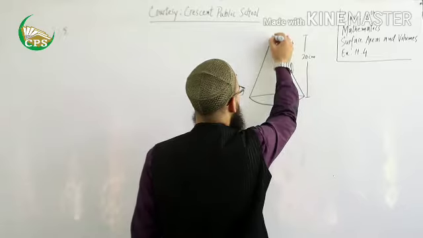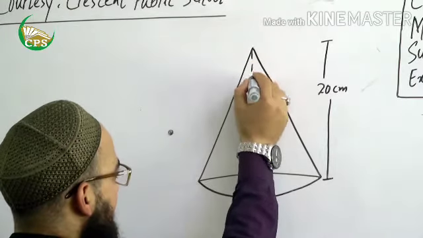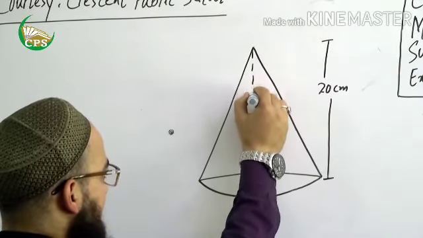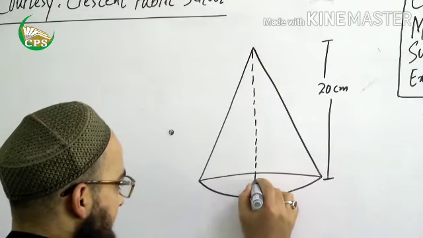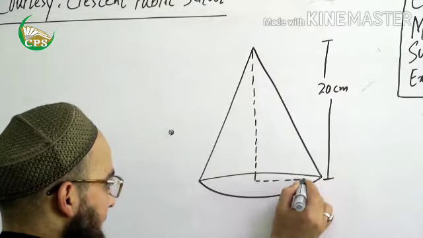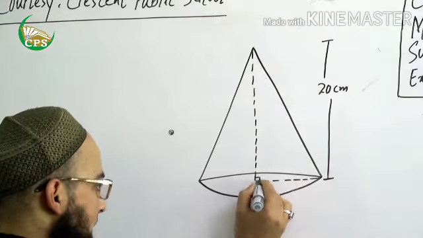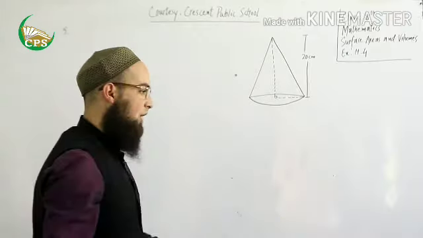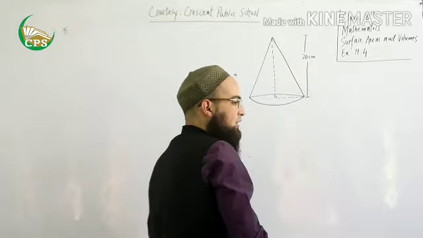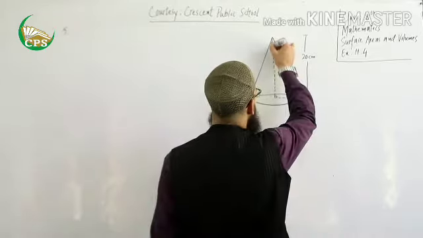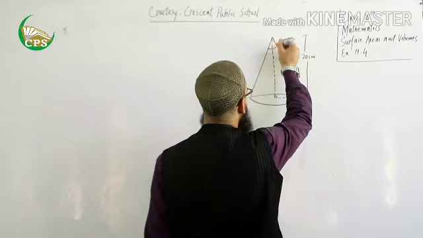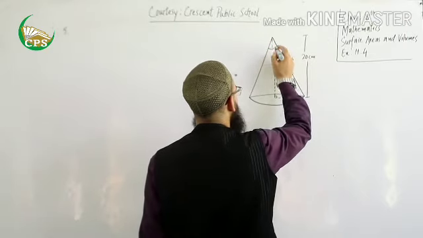That means this is the height, this is the radius. So height is 20 centimeter and whose vertical angle is 60 degree. Vertical angle means this angle. This angle is 60 degree.